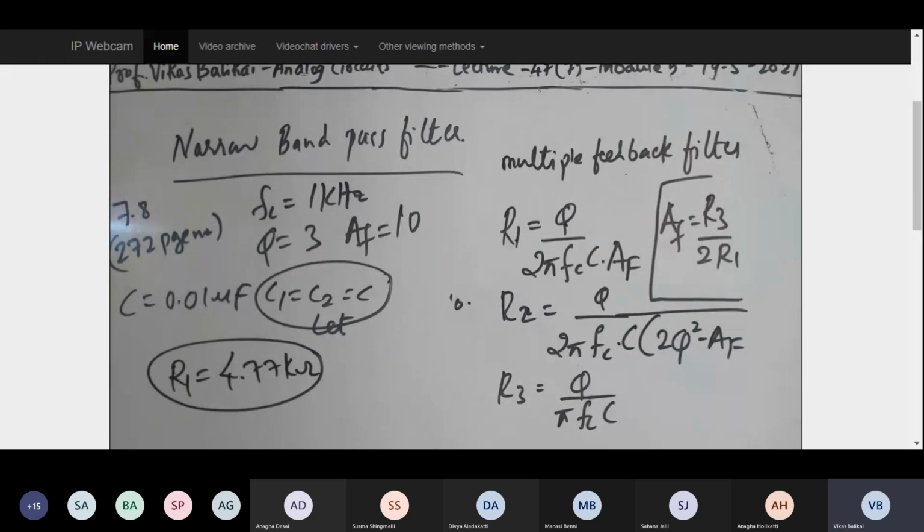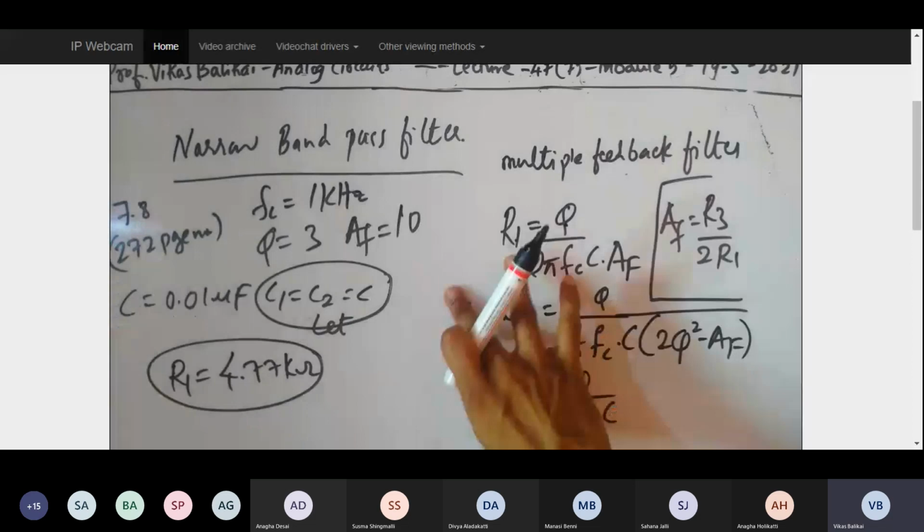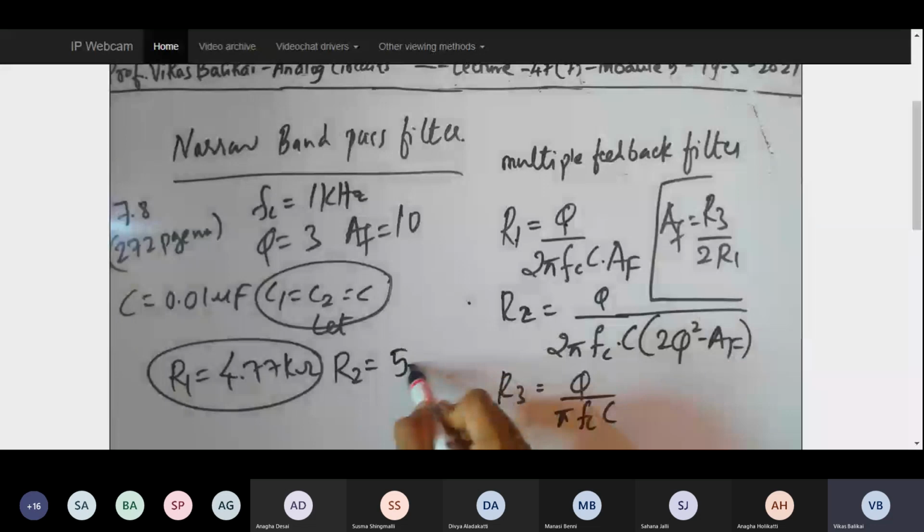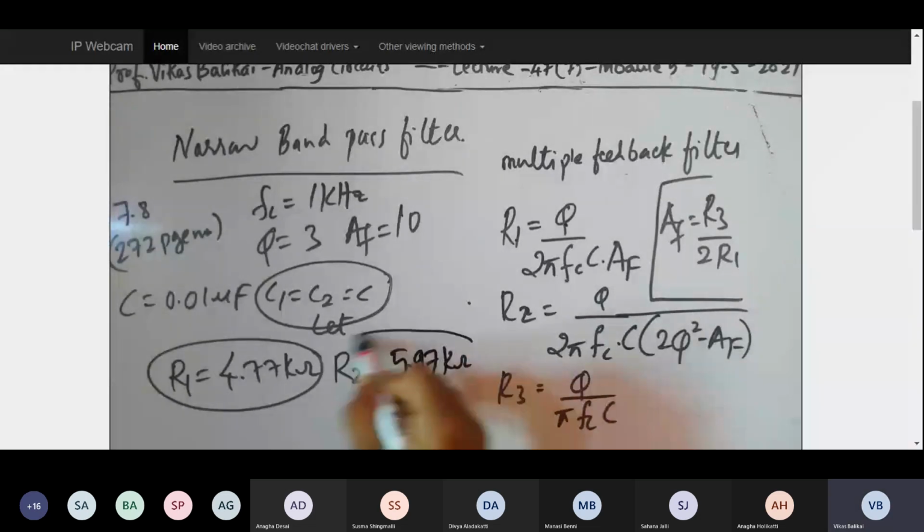Then I'll use the second formula to calculate R2, that is Q divided by 2 pi FC multiplied by C, whole multiplied by 2Q square minus AF. All the parameters are known, and I have already calculated it here. So it is 3 divided by 2 pi into 10 raised to 3 into 10 raised to minus 8, multiplied by 2 into Q, which is 3 square, minus AF, which is 10. If I do that, it will be 5.97 kilo ohm. So I got R1 and R2.